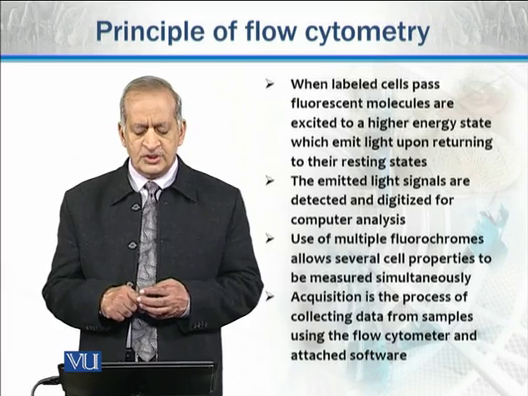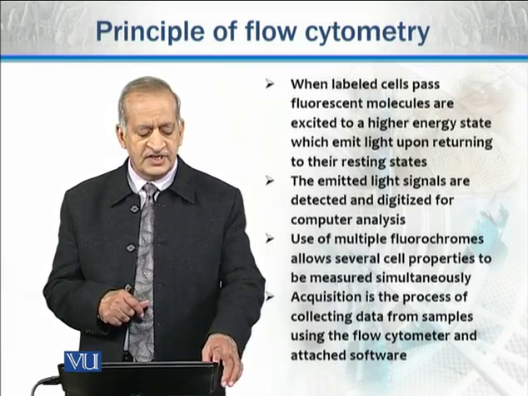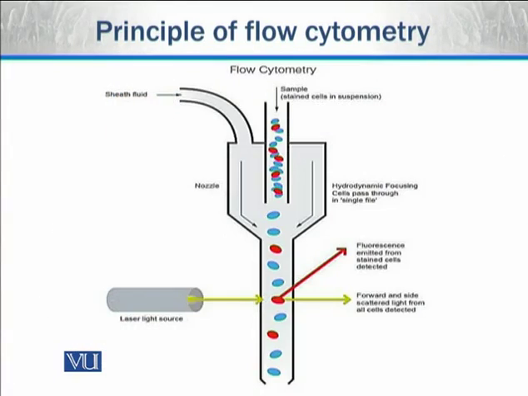And acquisition is the process of collecting data from samples using a flow cytometer and attached software. This is the principle actually which is explained with the help of this figure. You can see that on the top, the sample is loaded, which consists of different types of cells. Here they are shown in blue and red color, but as they pass through this instrument, they pass in a single file. You can see at the bottom, a blue cell is coming down, then after the blue cell is the red cell, and so on.